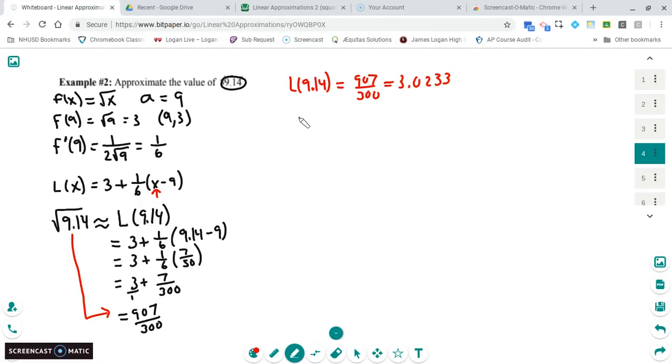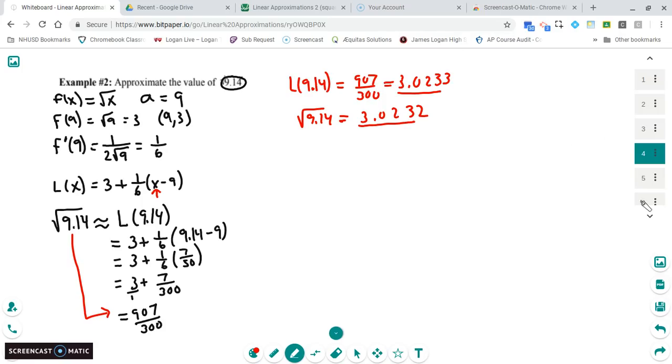Okay, and then I put square root of 9.14 on the calculator. And that would be about 3.0232. And if I compare place values, the ones, tenths, hundredths, and thousandths place, I have 3 decimal places of accuracy. That is pretty darn awesome for linear approximation. I'm so proud of myself.